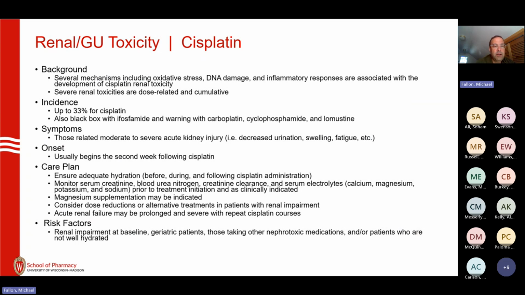So black box warning, 33% incidence. A lot of the patients will do fine week 1, so you might rest on your laurels a little bit, but then the second week it'll really erupt. You'll see the serum creatinine just jump, and a bunch of electrolyte abnormalities. So magnesium, potassium, calcium will all be off. It's really unusual because a lot of times the patient is doing well, and even at discharge the kidneys look good, and then week 2 in clinic it deteriorates.